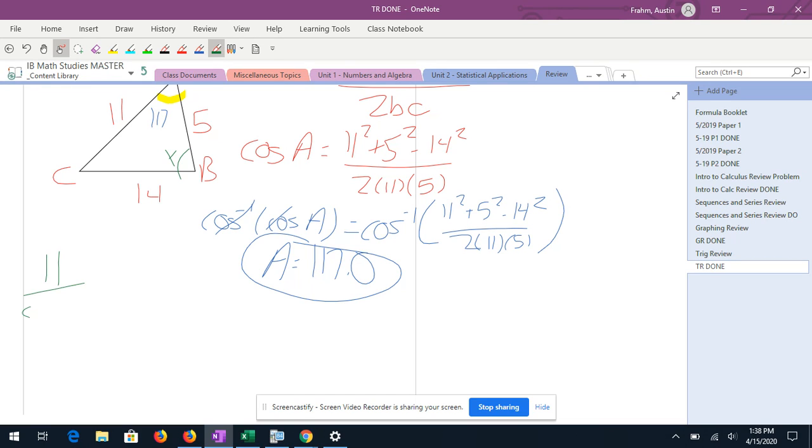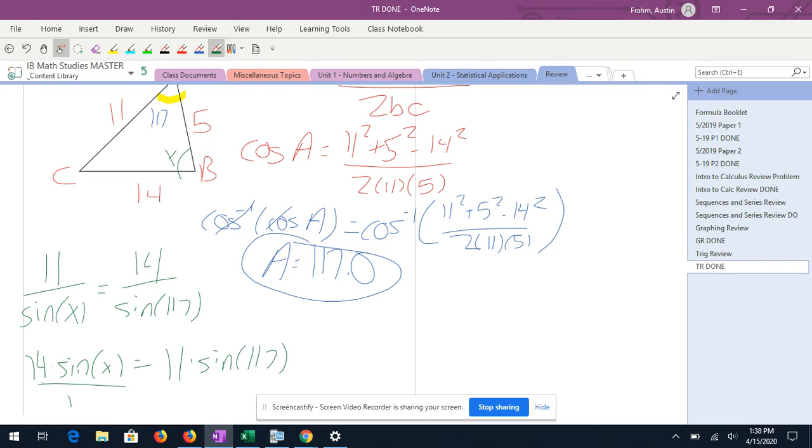So it'd be 11 over the sine of x equals 14 over the sine of 117. Cross multiply, 14 times the sine of x equals 11 times the sine of 117. Divide both sides by 14 to start getting x by itself. Then to get rid of the sine, we need to take the sine inverse.